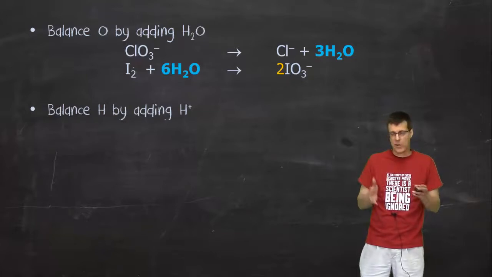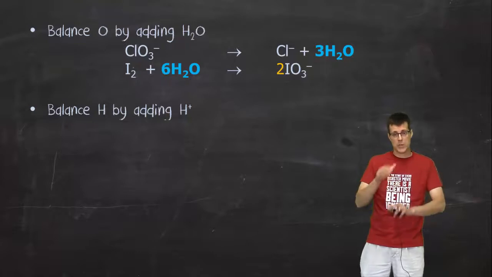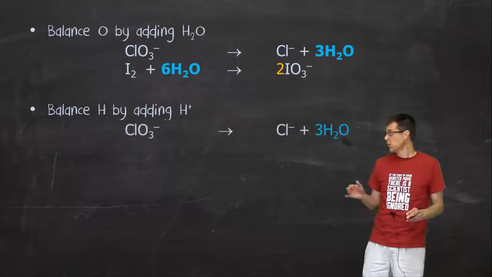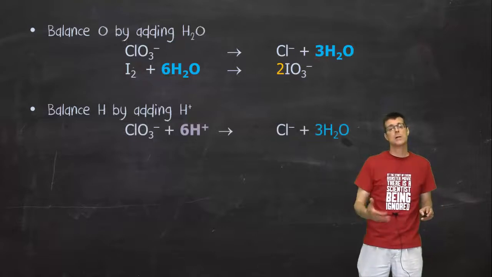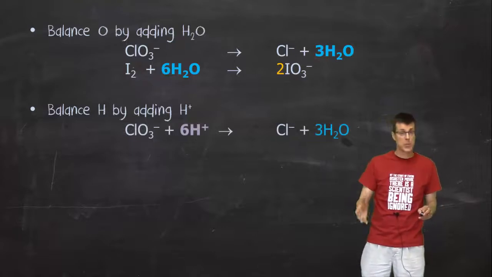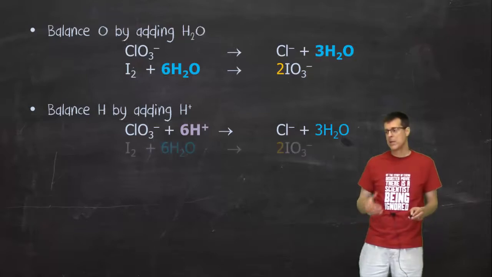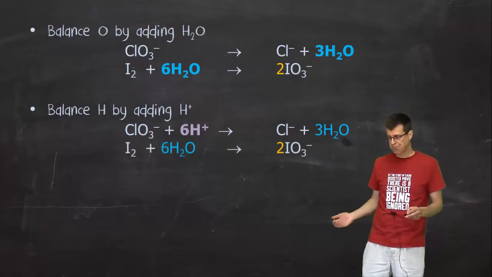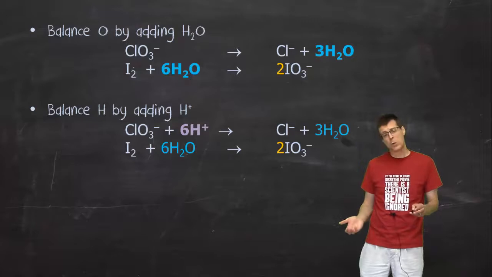So counting up hydrogens, but I'm going to balance that using H+. Remember, I had acidic solution, so I had water and I had hydronium, or hydrogen ion. So counting up how many hydrogens need to be balanced, I put that many H+ on the opposite side. Same thing with the iodine. I need a total of 12 hydrogens, so I have 12 H+.